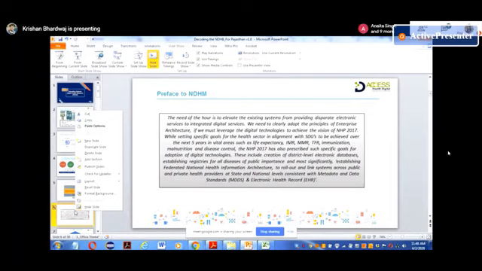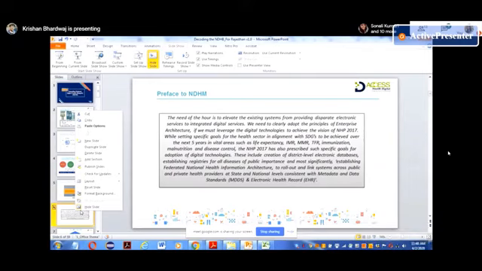One of the focuses of the NDHM is very clear: to shift from disparate electronic services to integrated digital services. The other aspect I want to talk about is the creation of district level electronic databases, establishing registries for all diseases of public importance, and most significantly, establishing a federated national health information architecture. So they talk about electronic databases, registries for all diseases, and a national health information architecture which is federated in nature. These are the key principles coming out of NDHM.